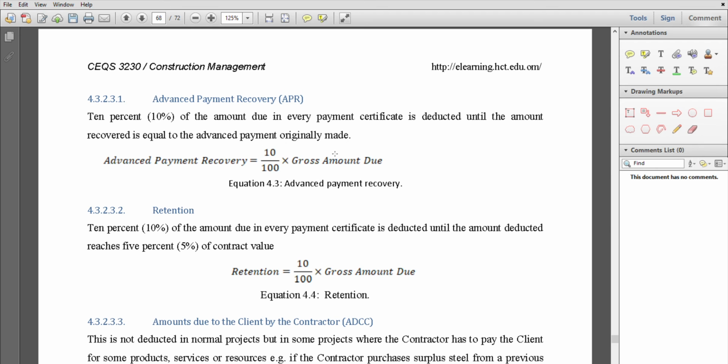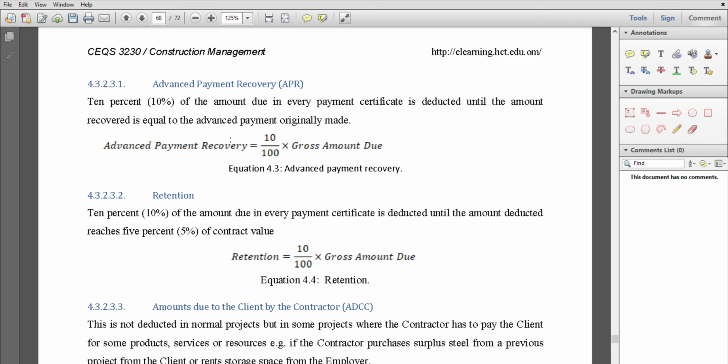So 10% from the gross amount due. Okay, so gross amount due 10%, you will get advance payment recovery. You will continue this process until you reach the advance payment originally made by the contractor, and then afterwards no deduction for the advance payment recovery after reaching the original advance payment.